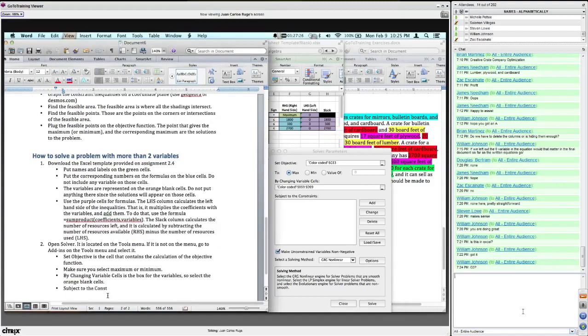Now, subject to the constraints represents each one of the constraints, and they should be in the form, left-hand side is going to be less than or equal to right-hand side. Remember, LHS is a calculation. It calculates the coefficients and the variables. So that is the left-hand side of the equation.